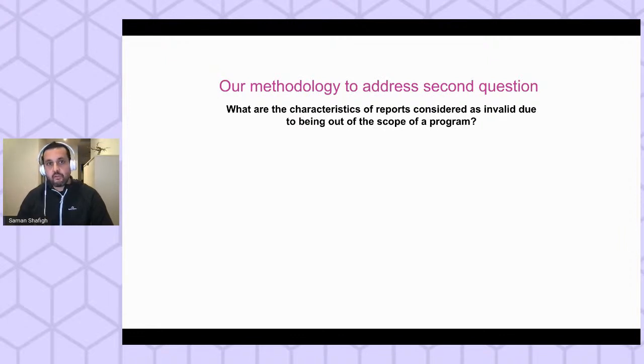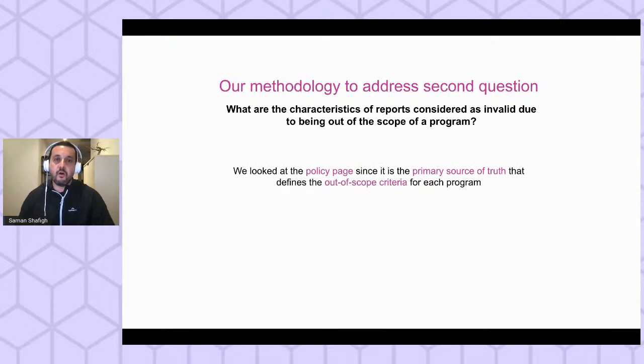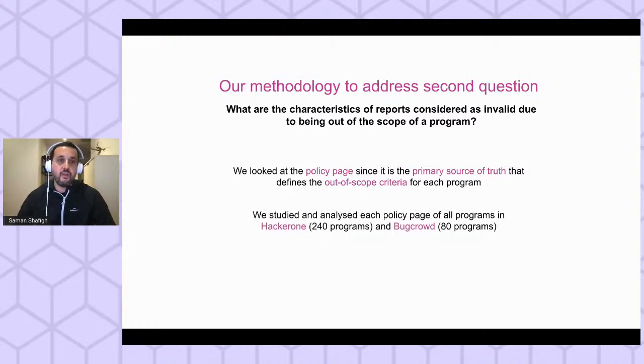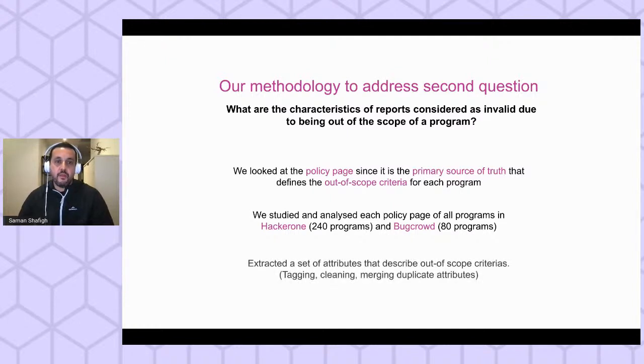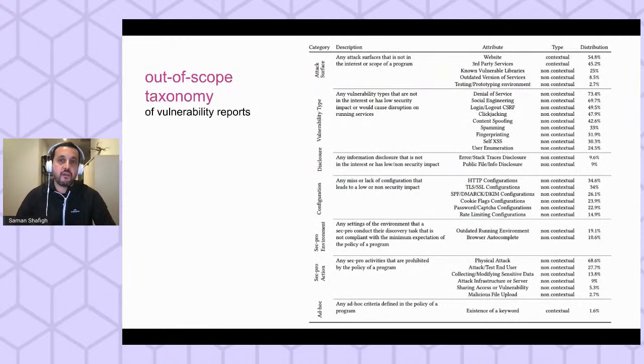Then we reach the second question: what are the characteristics of out-of-scope reports? To do that, we looked at all the policy pages, since the primary source of truth that defines the out-of-scope criteria for each program is the policy page. We studied and analyzed each policy page of all programs in HackerOne, including 240 programs and around 80 programs with bounty. We extracted a set of attributes that describe out-of-scope criteria. We tagged each individual policy page, and then we cleaned the output and merged duplicated attributes. Based on that, we created our taxonomy model.